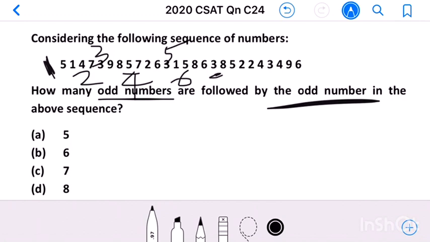Then here only one odd number followed by an even number. Here an odd number followed by an even number. Here also an odd number followed by an even number. So the number of odd numbers followed by an odd number in the above sequence equals 1, 2, 3, 4, 5, 6. Our answer is option B.